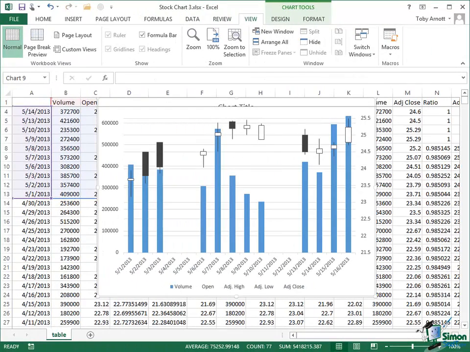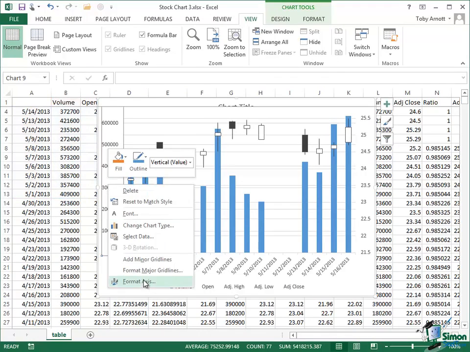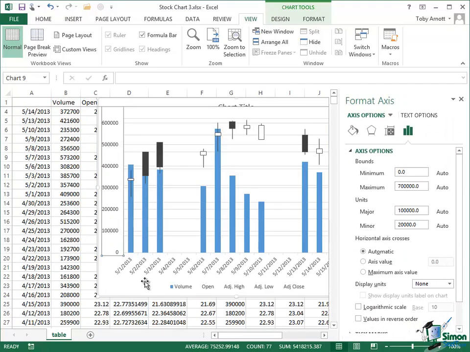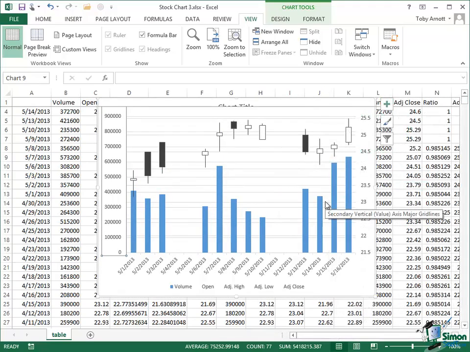Now, I don't particularly like having these bars crashing into the candlesticks, so I'm going to choose that right hand axis there, format the axis, and I'm going to make the maximum on the axis 1,000,000. In doing that, as you can see, I've pretty much moved the bars away from the candlesticks. There's just a slight overlap there, so I may want to adjust it a little bit more. And obviously I've got label titles, etc. to do. So that's pretty much it on stock charts.